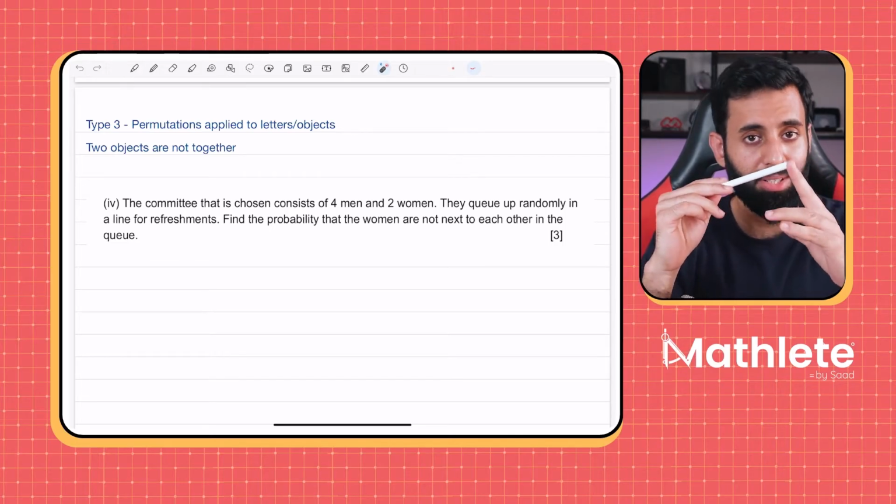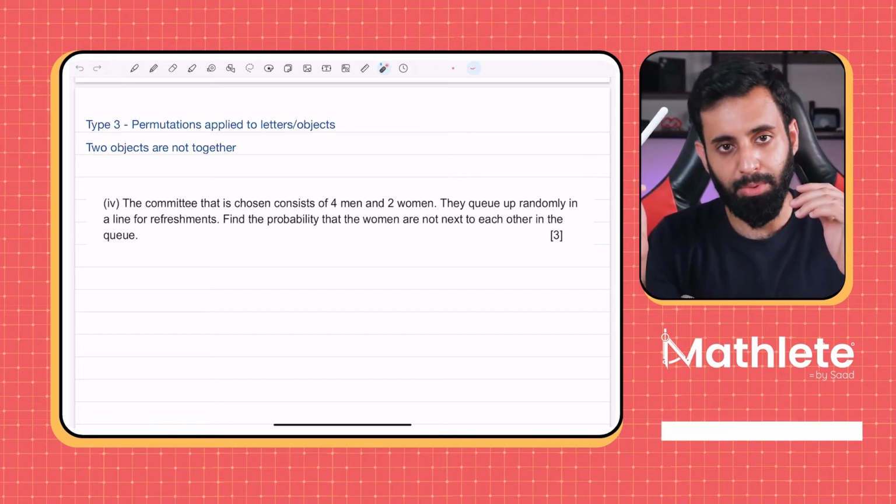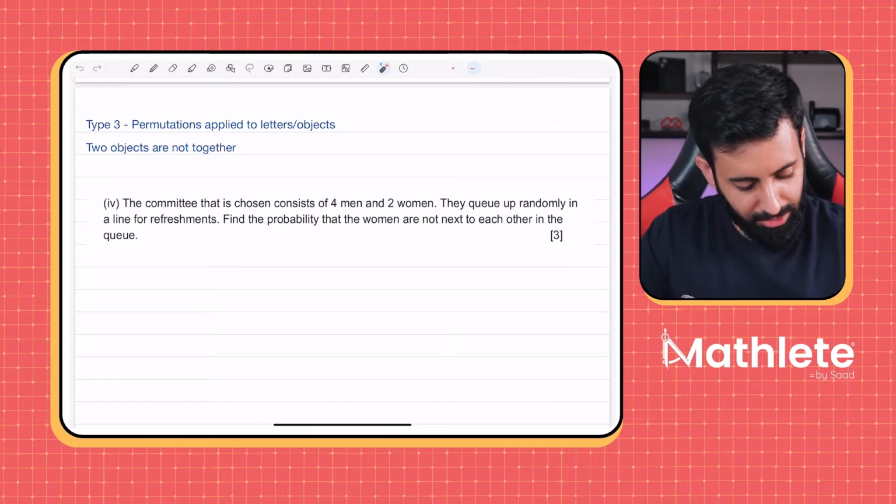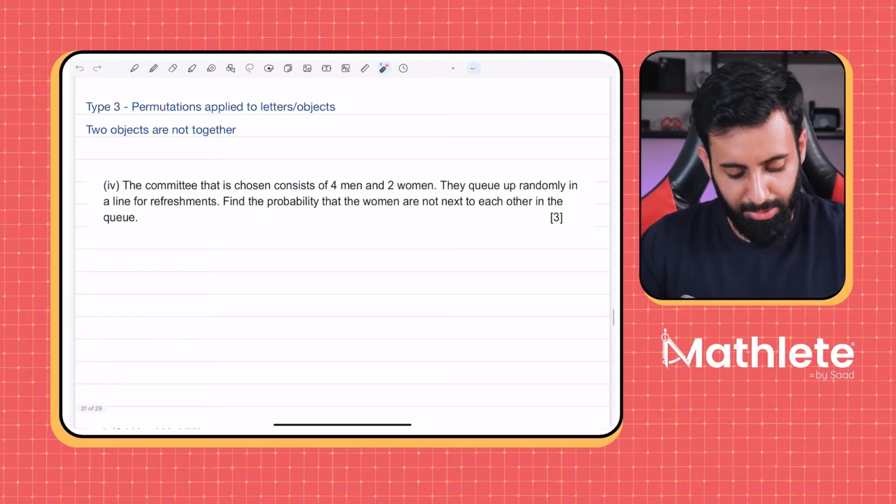So starting with type 3, in type 3, it's the opposite of type 2, where two objects are not to be together. Okay, so let's see how that works. So here's a question from past papers. Let's see what it says.